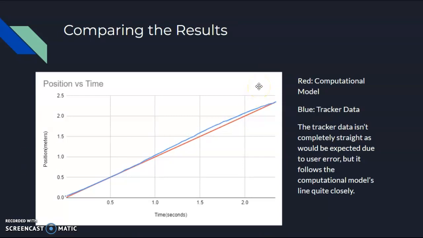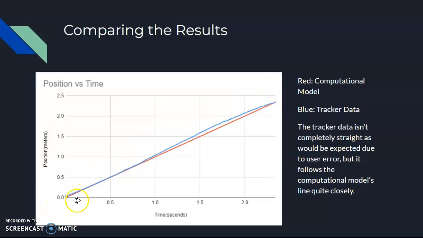Alright, so comparing the results. The red line is the computational model, and blue is the tracker data. What we would assume to be true, if the ball is moving at a constant speed, is that my data should also technically be a straight line. However, because you have to click frame by frame on the exact same position on the ball, it's not completely straight due to user error. But it does follow the computational model's line quite closely.